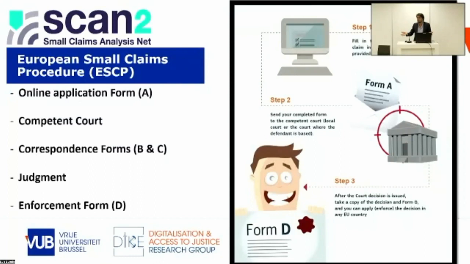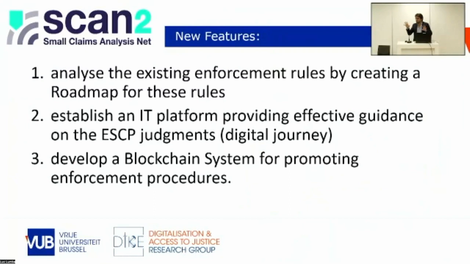That's the current state of the procedure. So we, as VOB, with another international consortium of European stakeholders and universities, are trying to do two things, actually three. We try to analyze all the issues related to enforcement, and we already created an easy-to-use roadmap. It's available online on the website of this project, called Scan2, Small Claims Analysis Net. It's called 2 because it's the second stage: in the first part, we analyzed how this procedure works and why it is failing, why it is not really working. Now we are in the second stage, proposing solutions.